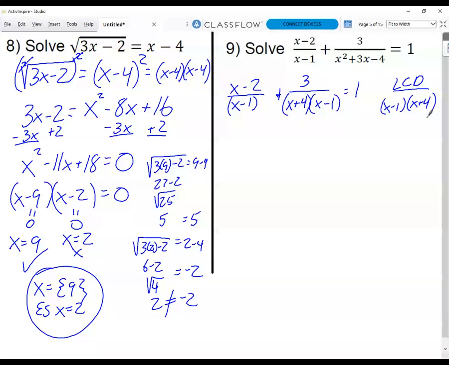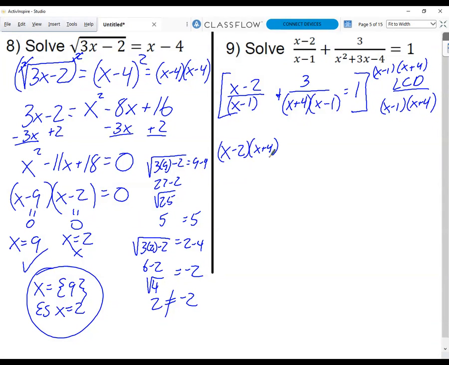And what we're going to do with this LCD is we're going to multiply the entire expression by x minus 1 times x plus 4. So when we distribute that to the first term, what we're going to do is say, okay, we have an x minus 1 in the denominator. That's going to cancel out. So we're going to be left with x minus 2 times x plus 4.